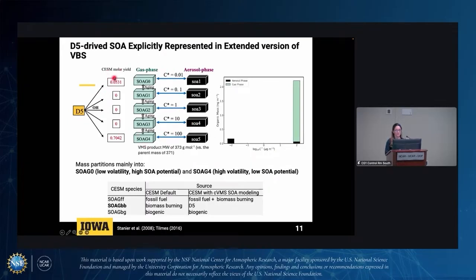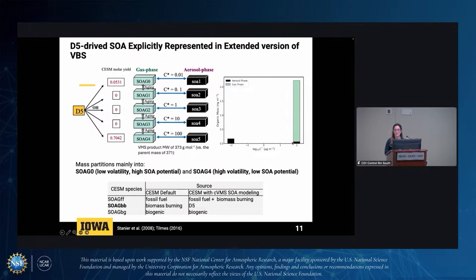As you can see, most of the molar yields are only distributed over 2 bins. The first bin, which is mostly less volatile and in the aerosol phase, and the last bin, in which most of the oxidation product is in the gas phase.